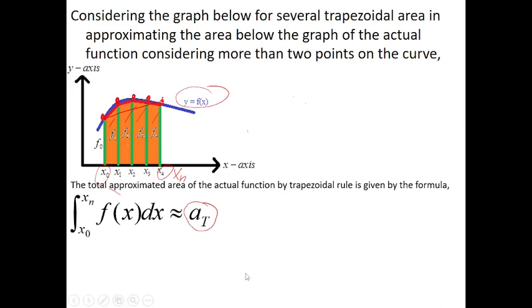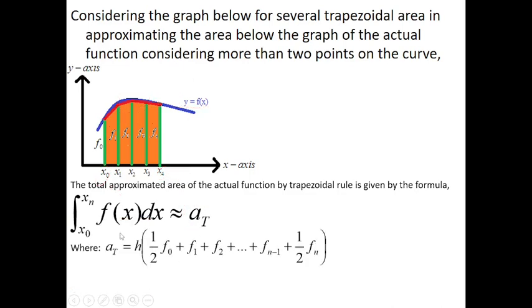So let us continue. So we have here the trapezoidal rule formula. A sub t is equal to h multiplied by 1/2 f sub 0 plus f sub 1 plus f sub 2 and so forth, and then plus f sub n minus 1 plus 1/2 f sub n. Okay, so that's the formula, no?